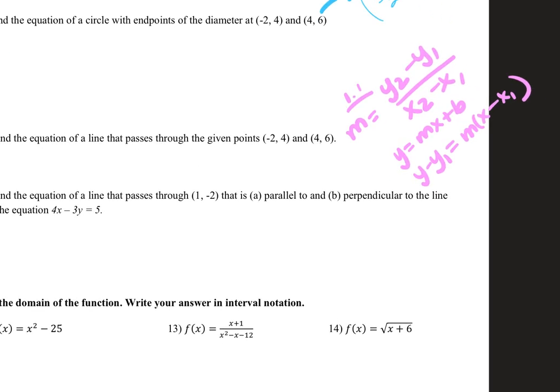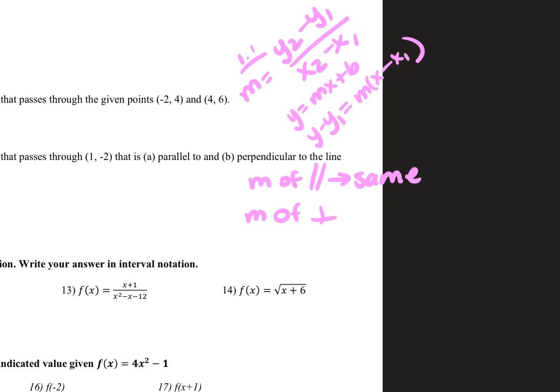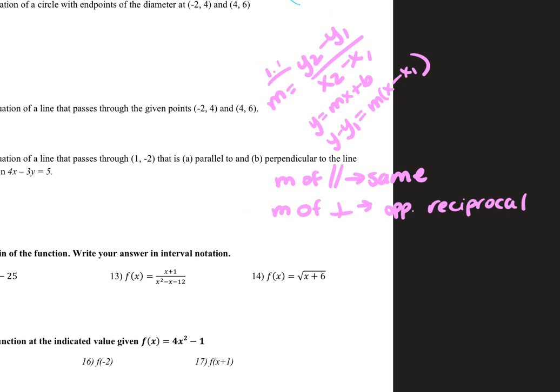Number 11 references parallel and perpendicular lines. What's true about the slope if a line is parallel? It's the same. The slopes of parallel lines are the same. And the slopes of perpendicular lines, what's true about those? Opposite reciprocal. So these questions say take your equation, find the equation that is A parallel and B perpendicular to the line that's given. Questions on those?